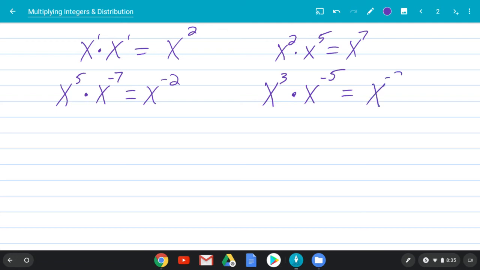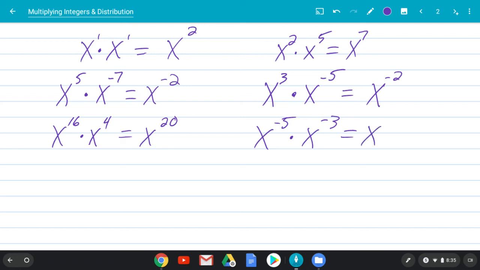X to the negative second. Good. X to the 16th times x to the fourth. X to the 20th. Good. X to the negative fifth times x to the negative third. X to the negative eighth.